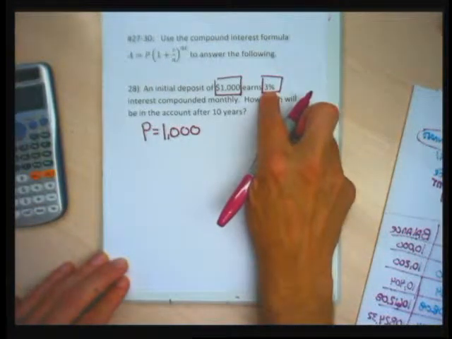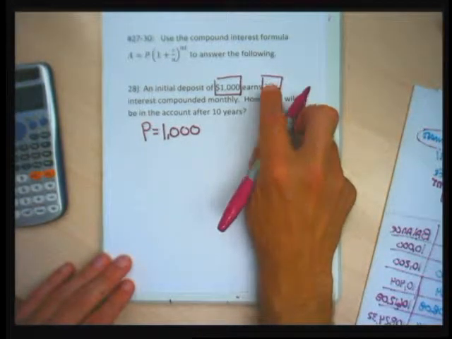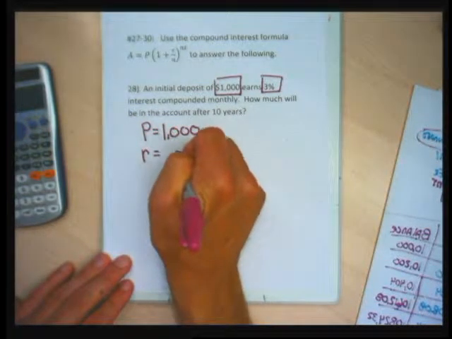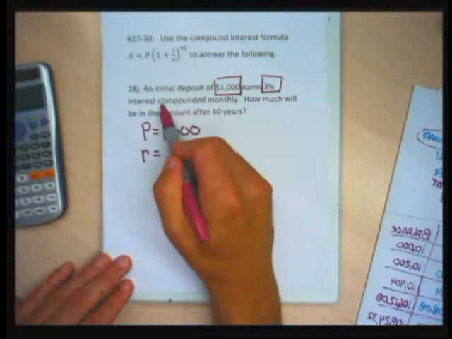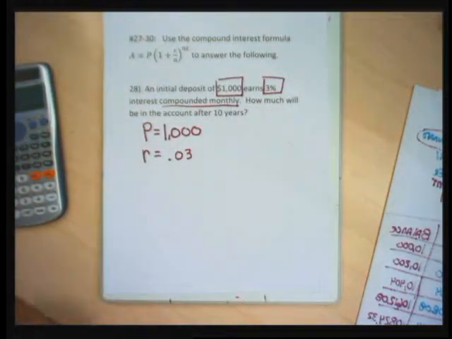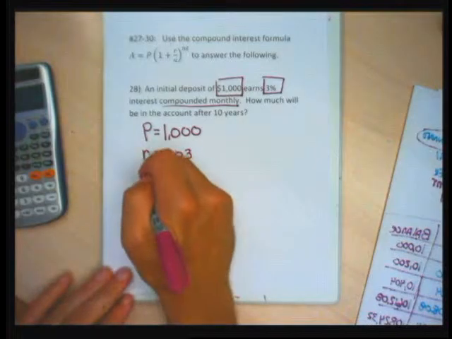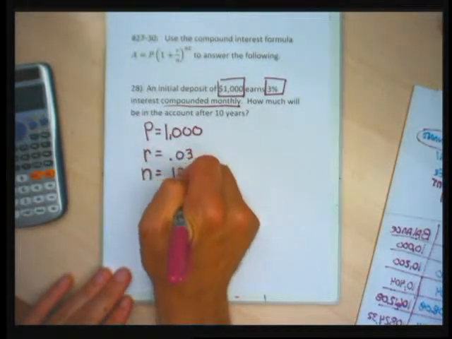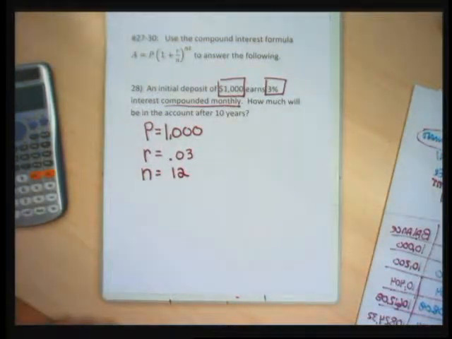The R is how much interest I'm getting, the interest rate as a decimal. 3% as a decimal is 0.03. The N in the formula is how many times each year I'm getting interest. It's always the word after "compounded" that helps you figure out what the N is. In this particular example, the interest is being compounded monthly. That means every month I'm going to get interest once a month. So the N, the number of times this investment is going to be paid interest, is 12 times per year, because there are 12 months in a year.